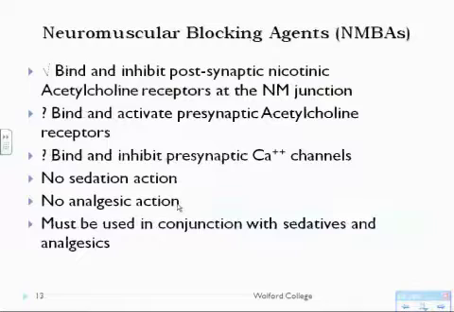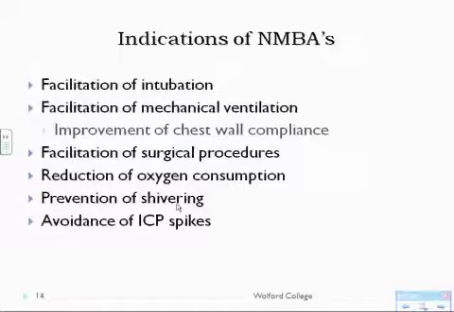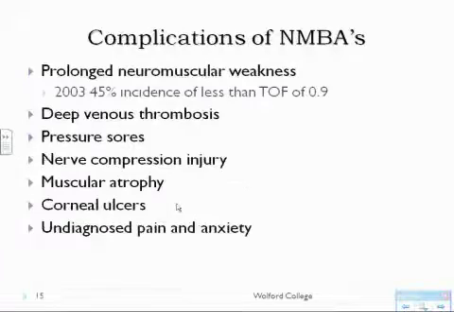Now, the neuromuscular blocking agents bind and inhibit the postsynaptic nicotinic acetylcholine receptors at the neuromuscular junction. They bind to the acetylcholine receptors, and they also, questionably, bind and inhibit the presynaptic calcium channels. The bad thing about these agents is they have no sedative and no analgesic properties at all, so they really have to be used in conjunction with sedatives and analgesics. Indications, we've already gone through that, so I'm going to pass through this. I already showed this before.